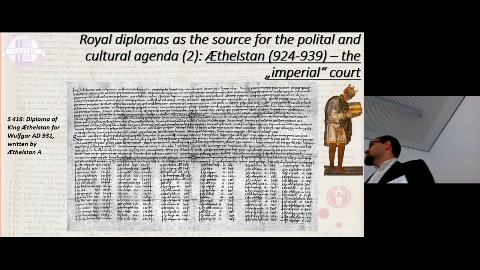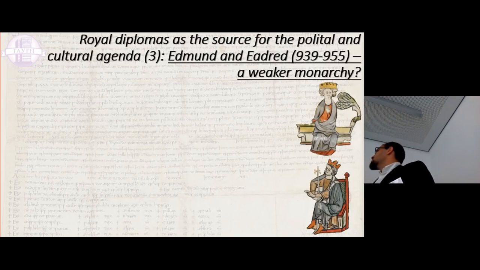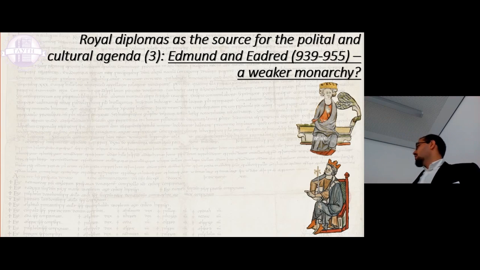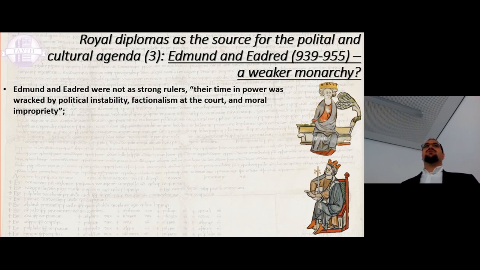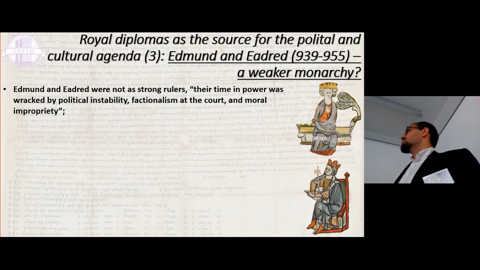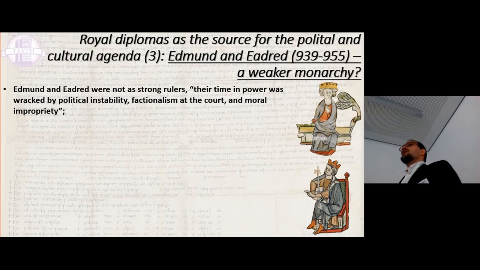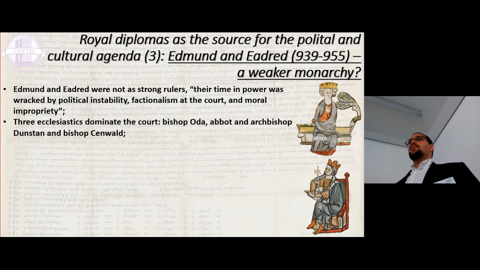Next one, please. Then we've got those two, the gramophone king and the cross-legging king, Edmund and Edgar. Next one, please. They were not strong rulers. Ben Snook refers to their time in power as wrecked by political instability, factionalism at the court, and moral impropriety. Next one, please.